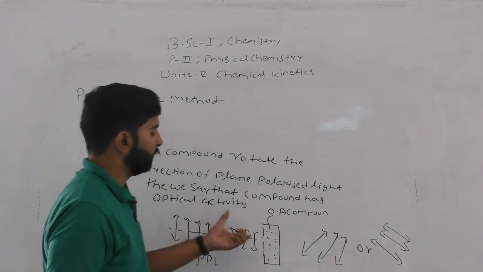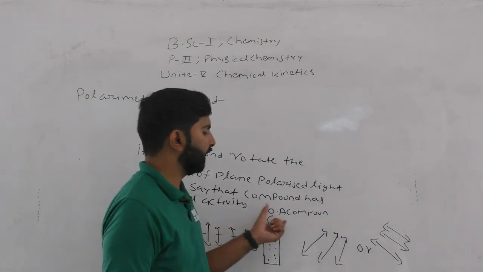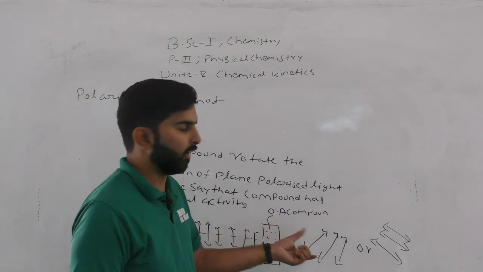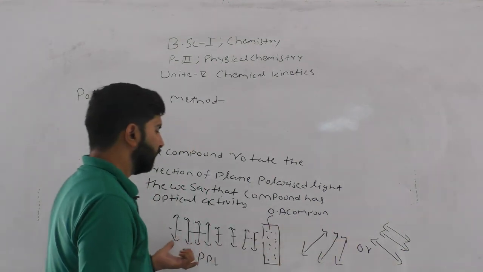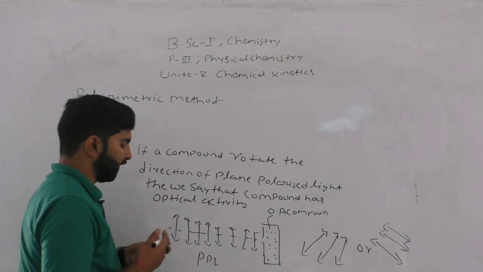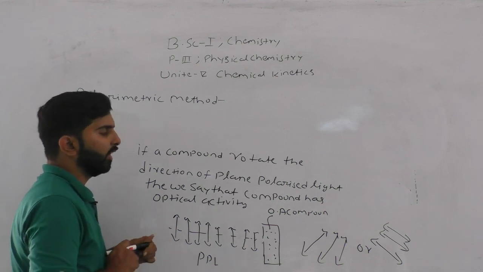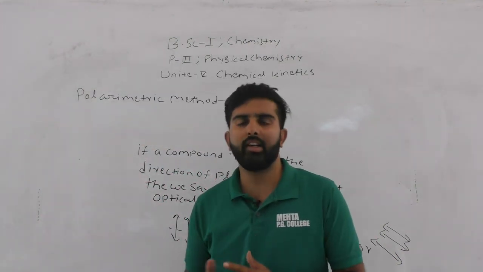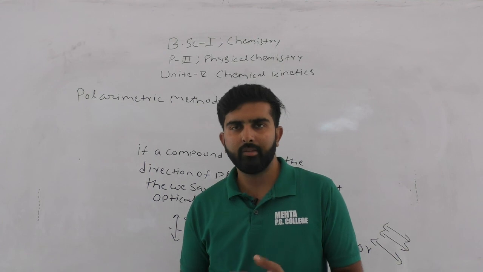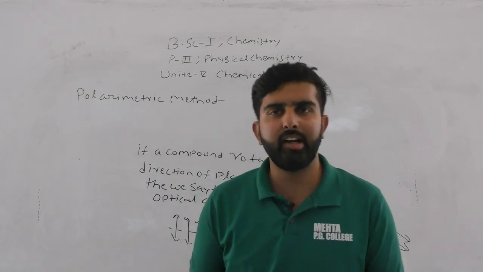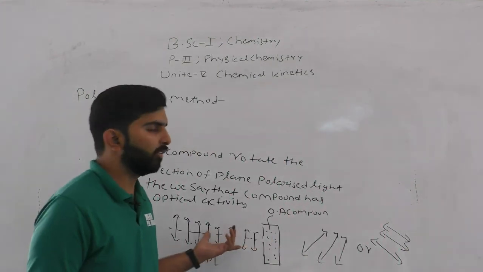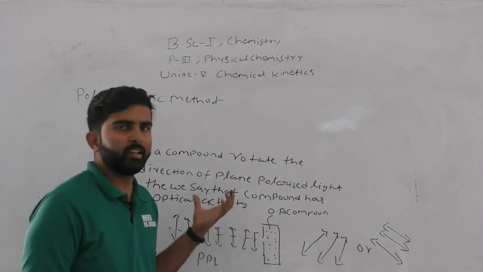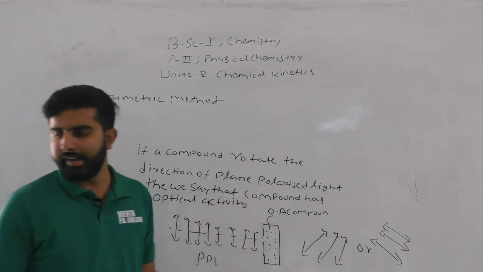When we pass the plane polarized light through an optically active compound, it can rotate its direction towards the clockwise or towards the anti-clockwise direction. Then we say that this compound is optically active. So in this method we measure the angle of rotation by the compound to decide the reaction kinetics of a given reaction. So for this reaction it is compulsory that the reactant species must be optically active.